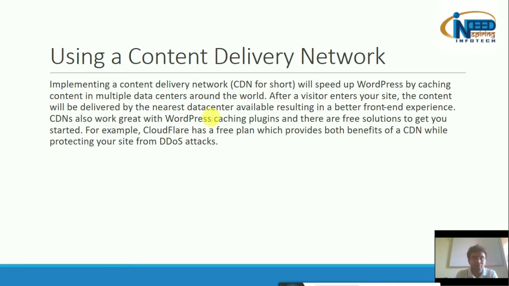Next is using a content delivery network, or CDN for short. This also speeds up WordPress. Why? Because it caches the content in multiple data centers around the world. After visitors enter your site, the content will be delivered by the nearest data center. If the content is coming from the nearest data center, obviously it will take less time as compared to a data center which is farther away.